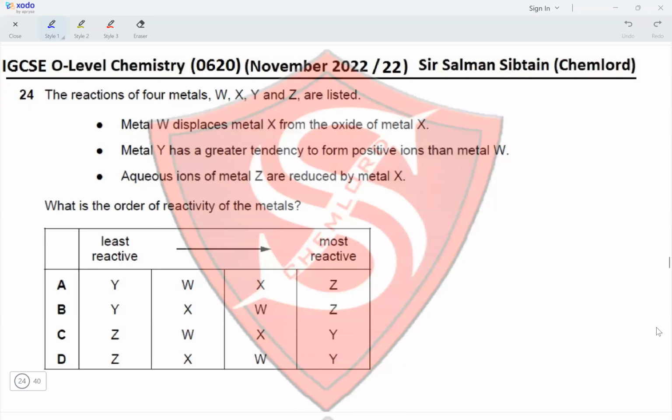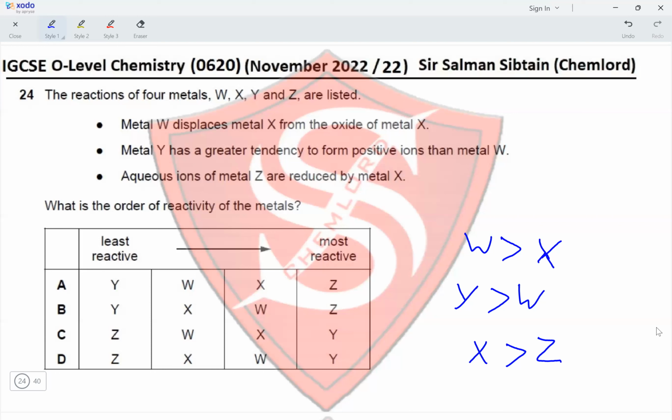Question 24. The reactions of four metals W, X, Y, and Z are listed. Metal W displaces metal X from the oxide of metal X. So W is more reactive than X. Metal Y has a greater tendency to form positive ions than metal W. Y is more reactive than W. Aqueous ions of metal Z are reduced by metal X. That means X is more reactive than Z.